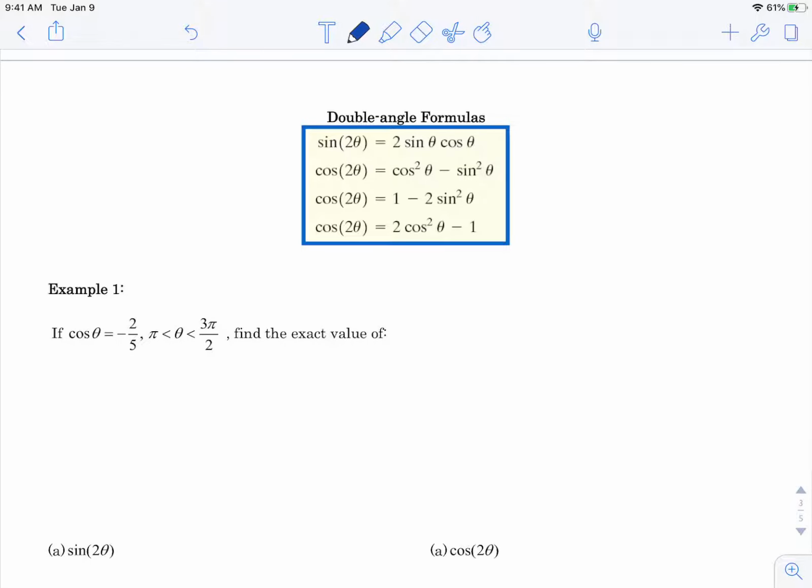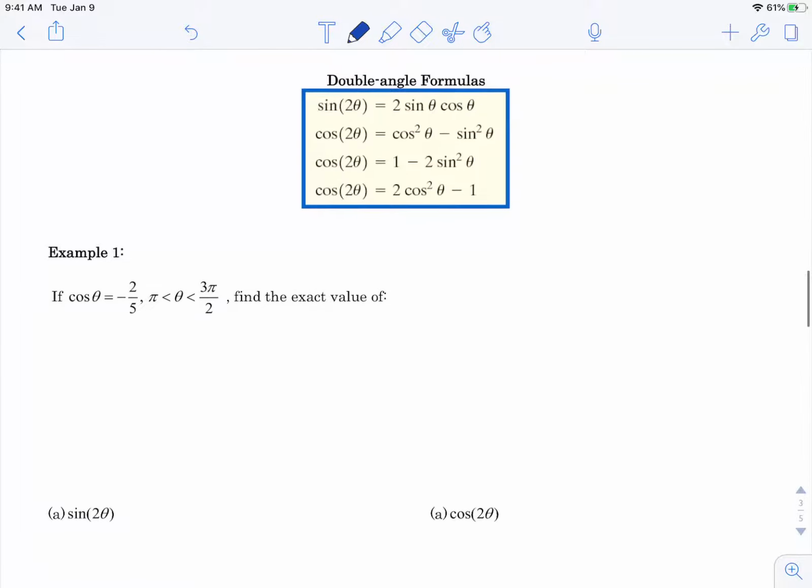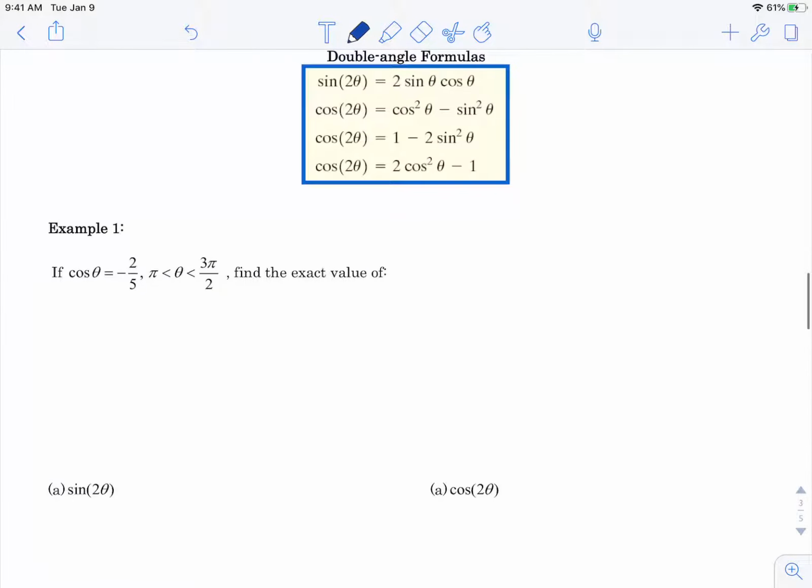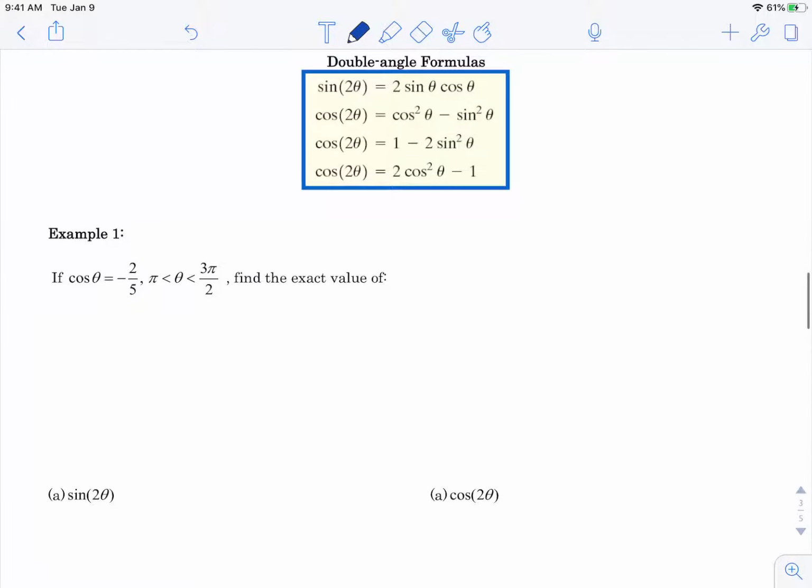All right, here's your first example using the double angle formulas. So they're all listed right here. Remember, we just had one formula for the double angle for sine, but we came up with three using that Pythagorean identity.